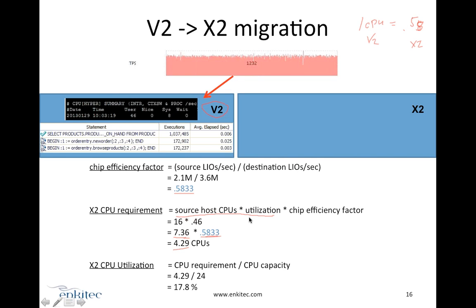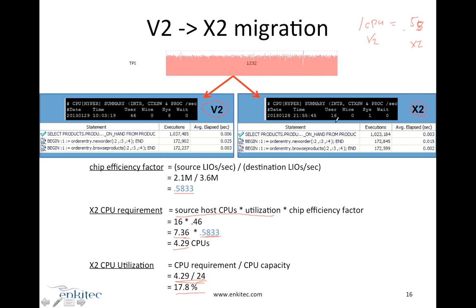Now, the next thing to do is apply that speed factor and multiply that to the number of CPUs that you're using on your source box. So here I got the 0.58, and I'm multiplying it to the source host CPU multiplied by the utilization, which makes it 7.36, which means I'm just using 7 CPUs out of the 16 CPUs.